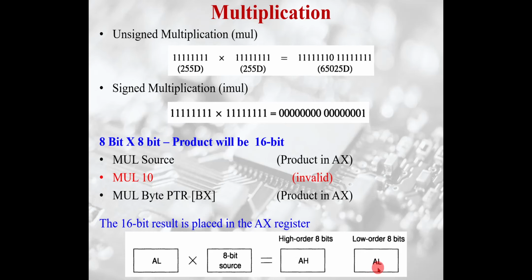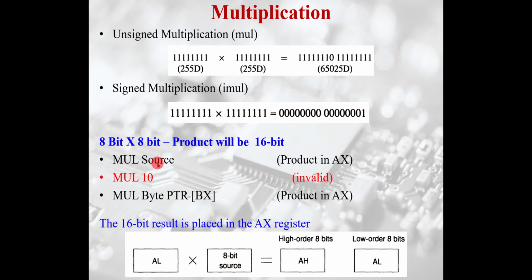Obviously the contents of AL also will get modified, and once you get the product, the lower 8 bits will be stored in the AL register and the higher 8 bits will be stored in the AH register. So the 16-bit result is placed in the AX register, from the higher bit to the lower bit. The entire AX register will be used. Initially you have to load the AL register with one of the 8-bit data which needs to be multiplied, and for the second 8-bit data you can give either a register or a memory address.